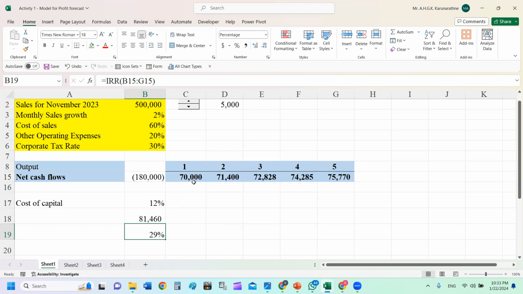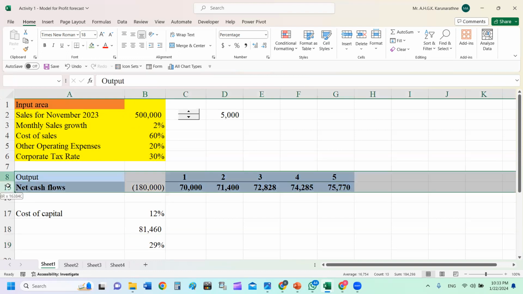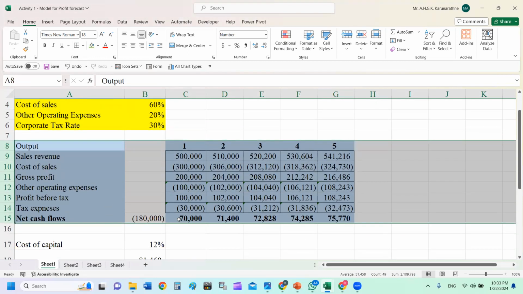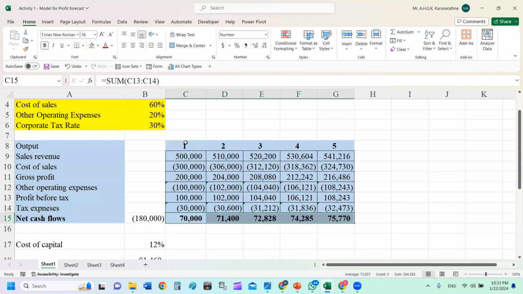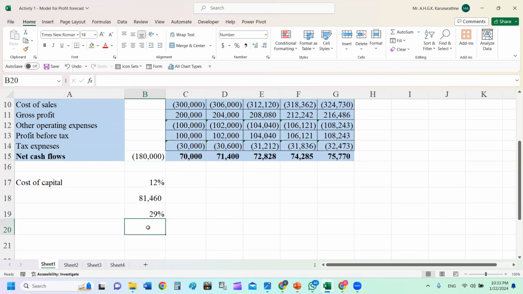The NPV calculation and IRR calculation can be linked with the cash flow forecast. Similar to a profit forecast, prepare the cash flow forecast, with the initial outflow and the cash flows. Then you can reach the NPV and IRR or whatever, and you can write an IF function to give the decision.